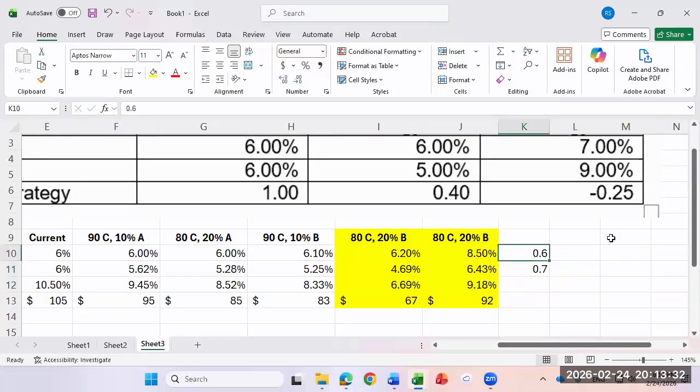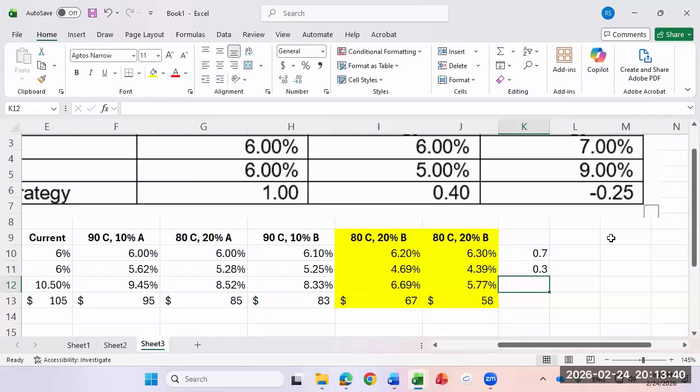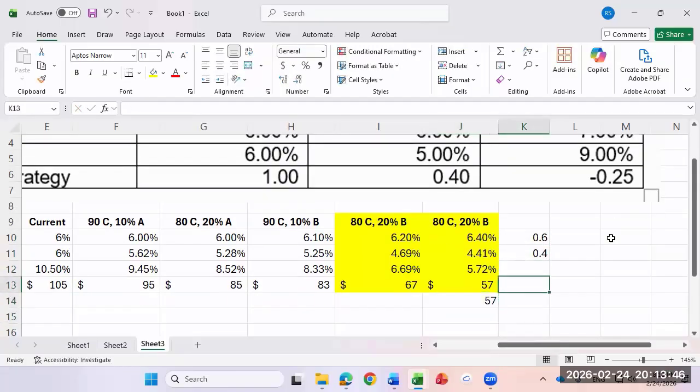0.7. Sorry, it's not helping me here. 0.7 looks pretty good. You got 58. 0.6, got 57. 0.5. Now the risk is starting to go back up again.